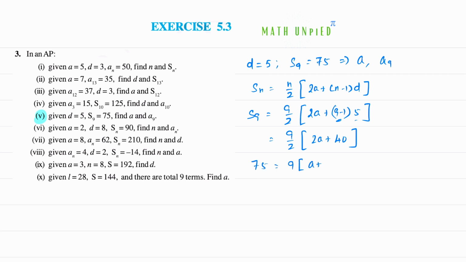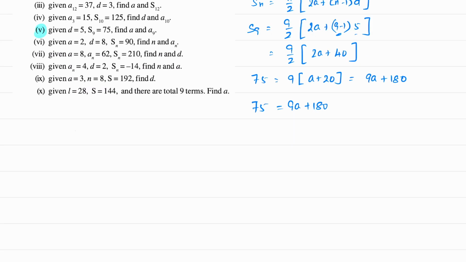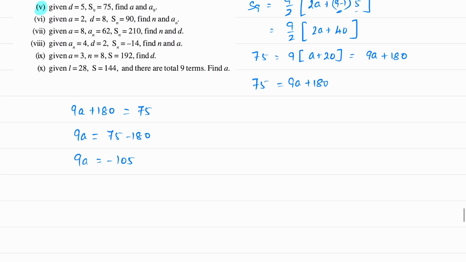a plus 20, and this is equal to 9a plus 180. So 75 equals 9a plus 180. So 9a plus 180 equals 75. 9a equals 75 minus 180. 9a equals negative 105, or a equals negative 105 over 9, and we can cancel this by 3, 3s, and negative 35. So a equals negative 35 over 3.